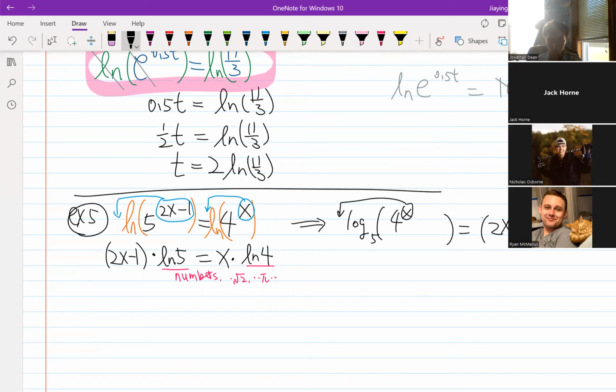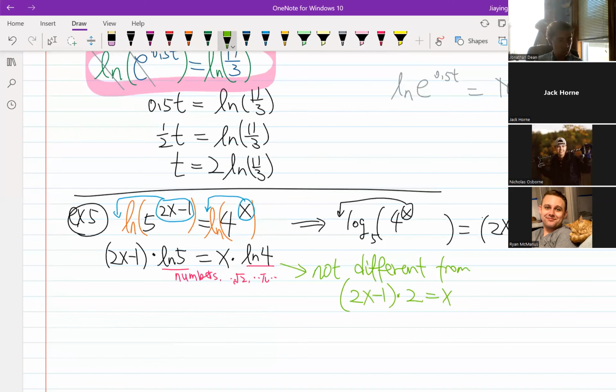Now, I want to point out that this equation here is not different from equations like, let's see, 2x minus 1 times 5, I'm not going to use 5, times 2 equals x times 3. So if I give you this equation, you know immediately what to do, right? You're going to bring the x to the same side, factoring, and then try to solve, combine like terms and solve for x from here.